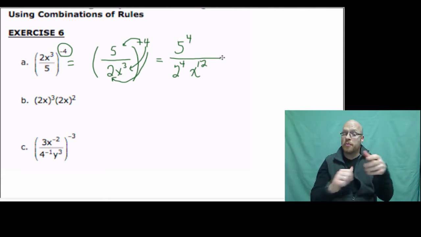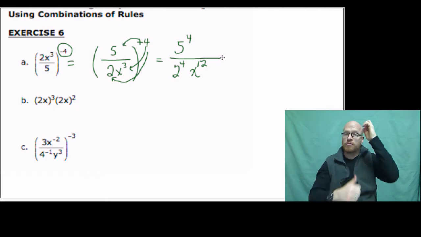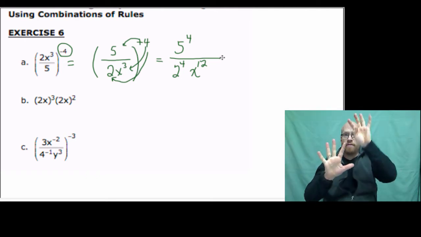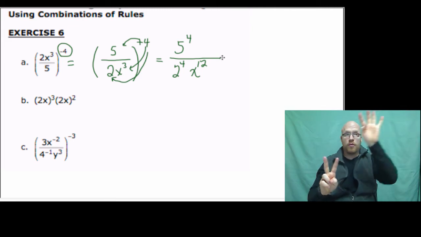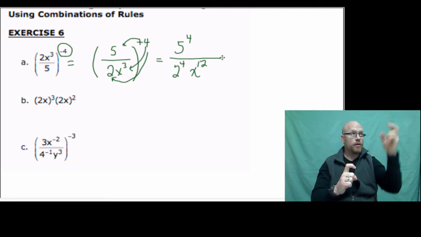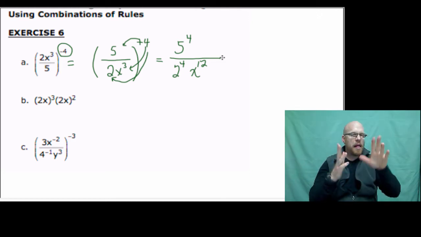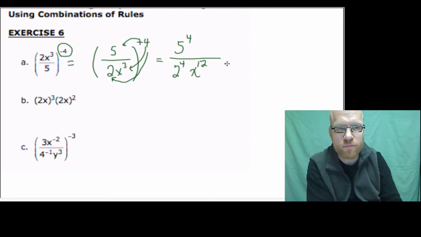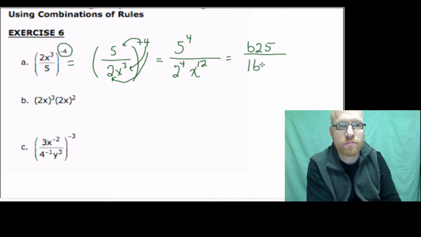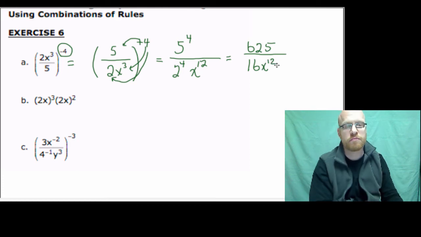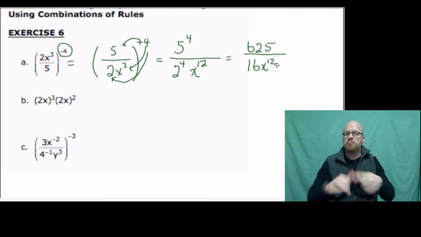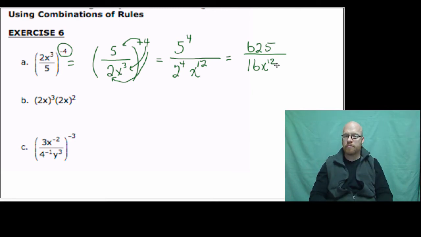Okay, remember, the power rule, we multiply exponents. So for the 5, it's 5 to the fourth because it's 1 times 4, 2 to the fourth, and then x cubed to the fourth power. We multiply them, it becomes 12. We don't add them. Let's clean it up now. And that's our final answer. The important thing is that we apply the rule correctly. Let's look at example B.